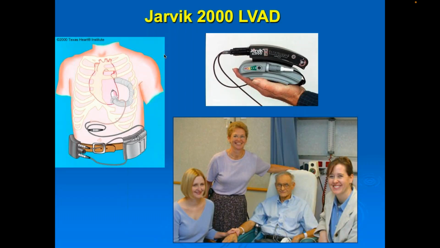As you can see in the picture of the Jarvik 2000 on the left-hand side of the screen, it gets implanted in the left ventricle as it comes through the abdominal wall into some battery packs that keep it running.